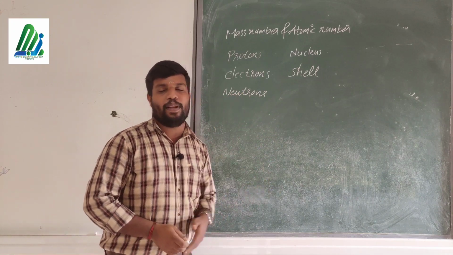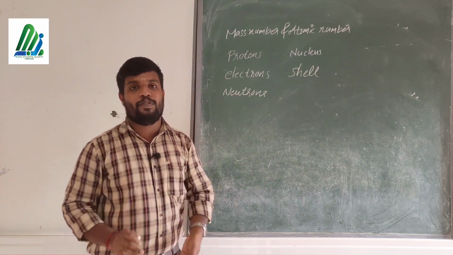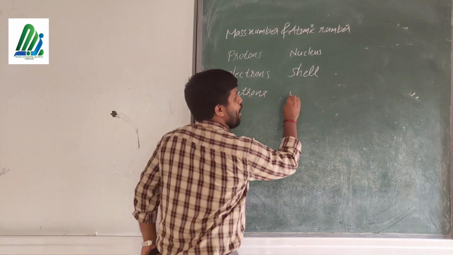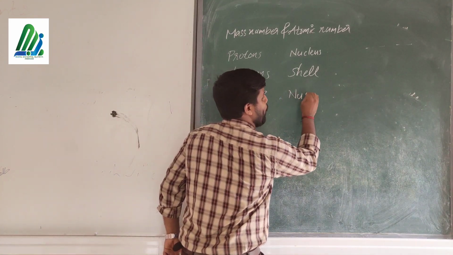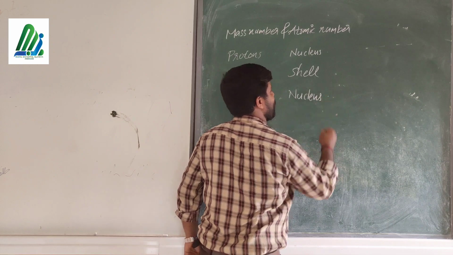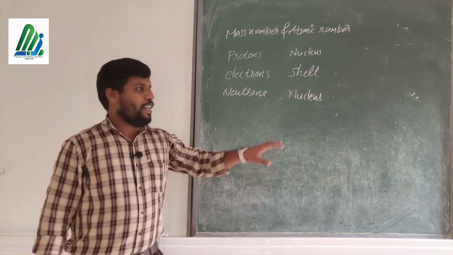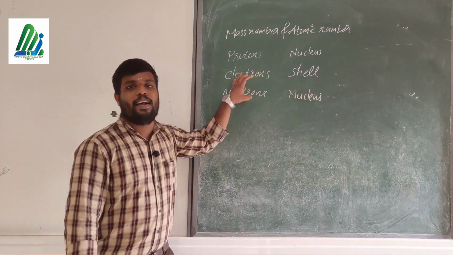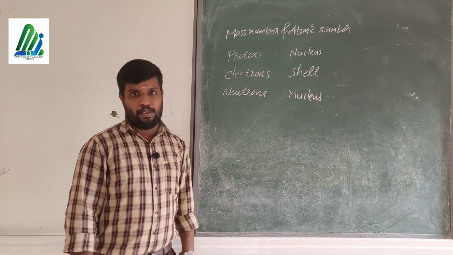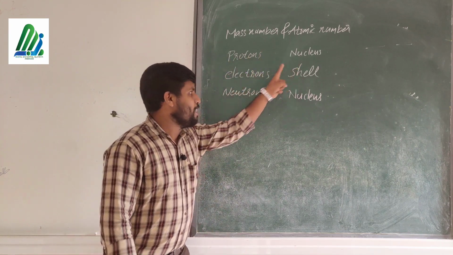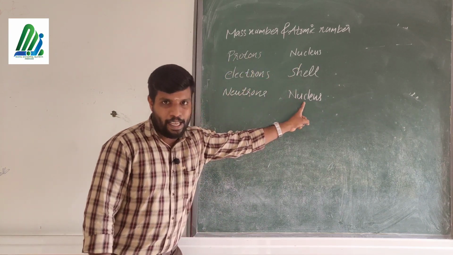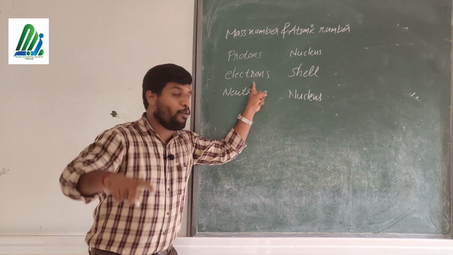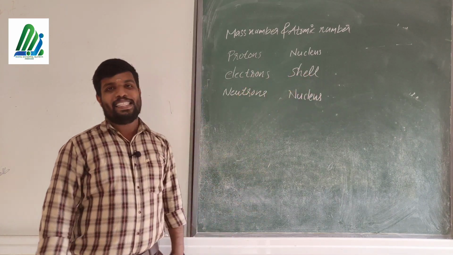Then the neutron. Neutron is another fundamental particle. Where is the position of the neutron? The neutrons are present at the nucleus. So the position of the neutrons is also in the nucleus. Clear? The protons are at the nucleus, the neutrons are also at the nucleus, and the electrons revolve around the nucleus, and that path is known as shells.